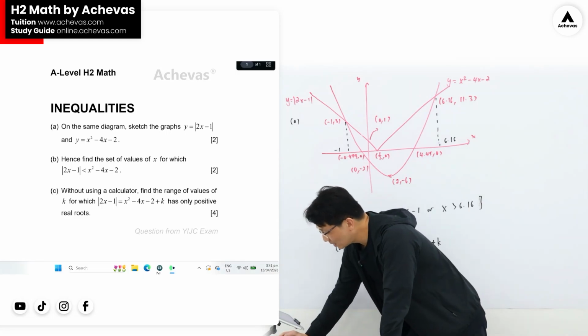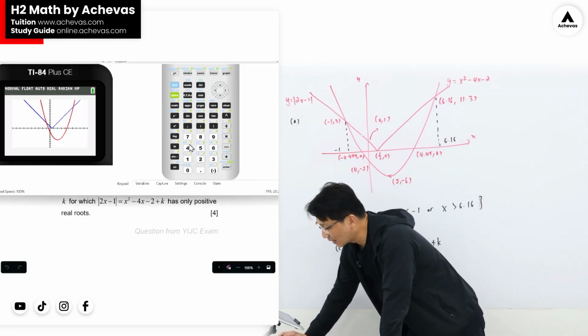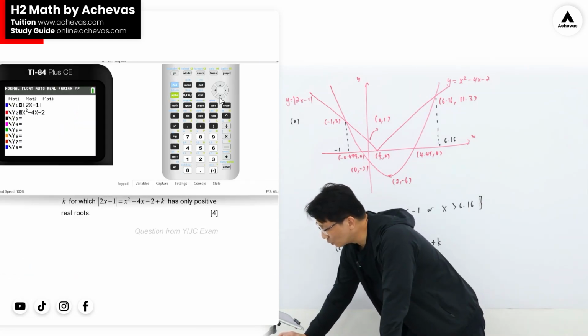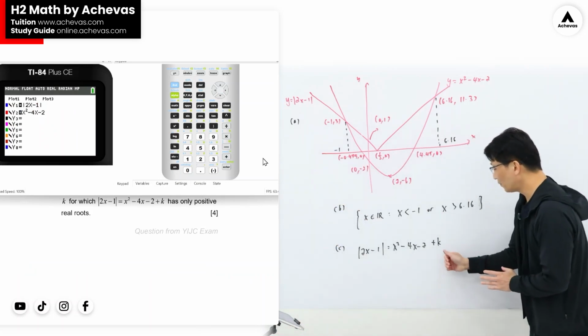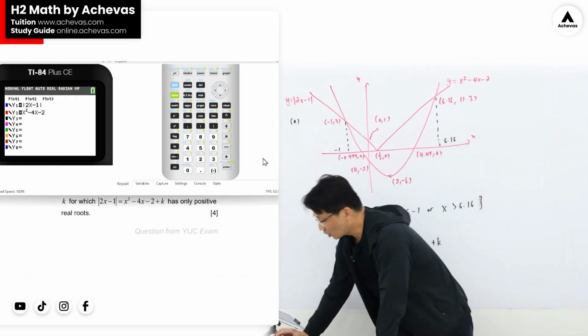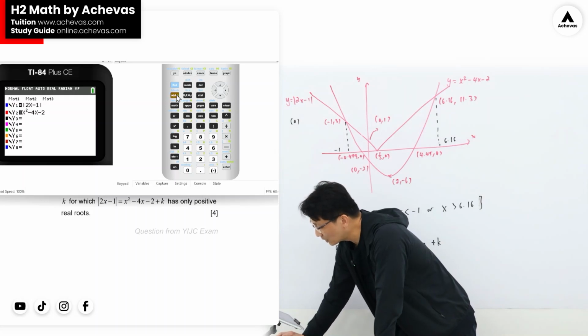Like for example, in this case, I can go to Y3. I'm going to sketch out a graph for different values of k. A shortcut way of doing this, I'm going to press alpha trace to bring up this function menu.